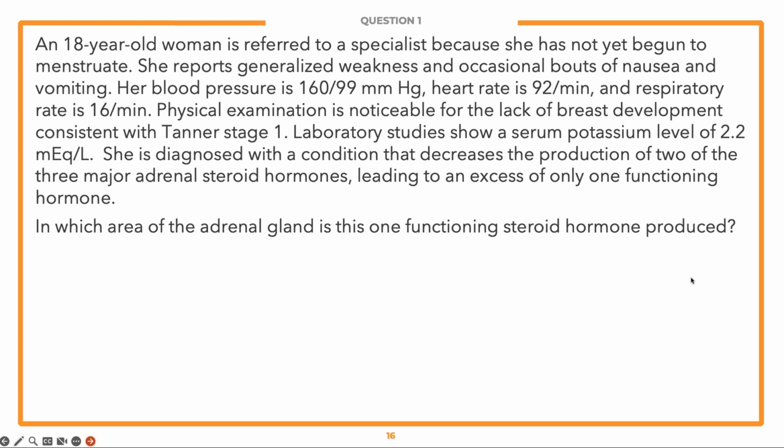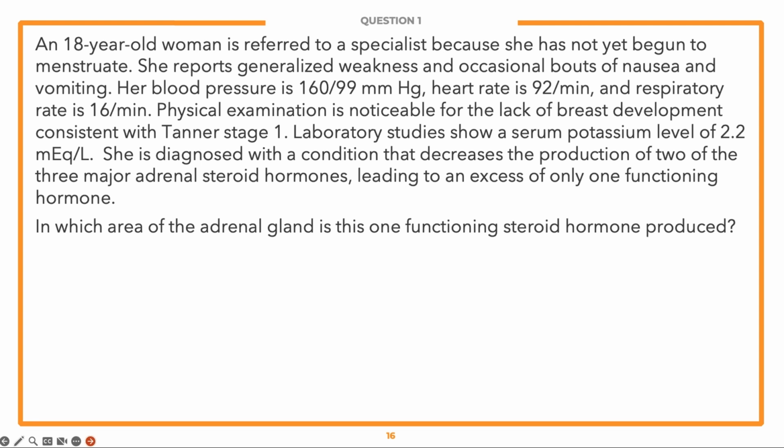So let's go through this question again. As you notice, the options are completely gone, right? So we're going to use it just based on the strategy of dissecting these questions. So what am I going to read first? I'm always going to read the lead-in first. In which area of the adrenal gland is the one functioning steroid hormone produced?